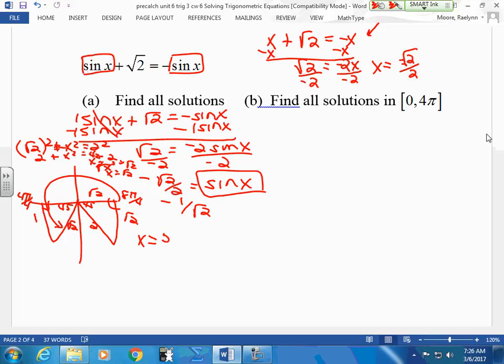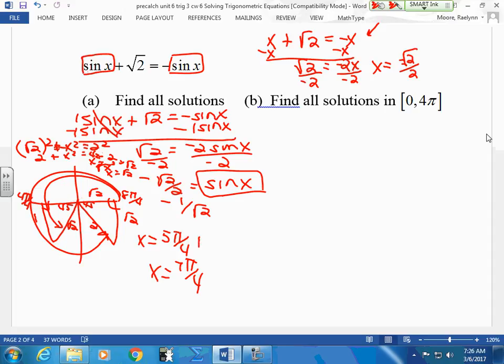5 pi over 4. Good. How do I name this angle? 7 pi over 4. Okay, so that's in my 360 circle, my 2 pi. Now again, the period is every 2 pi. So I have to go completely around this guy 2 pi.